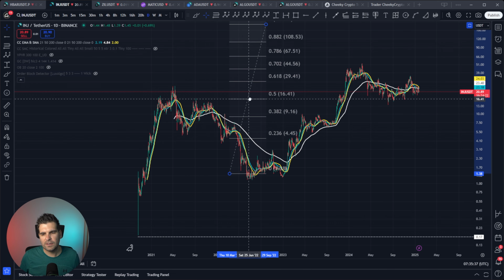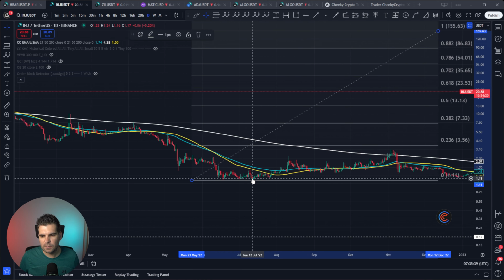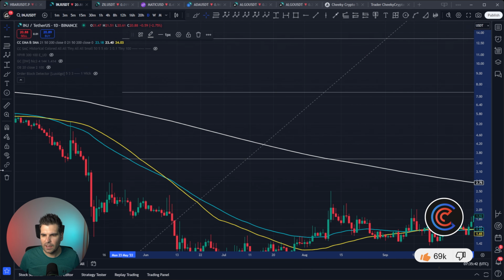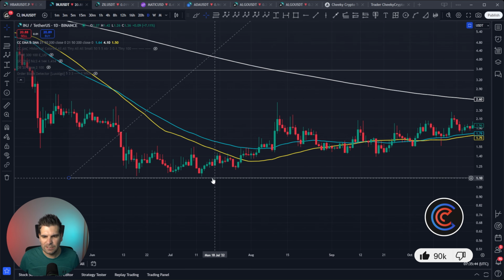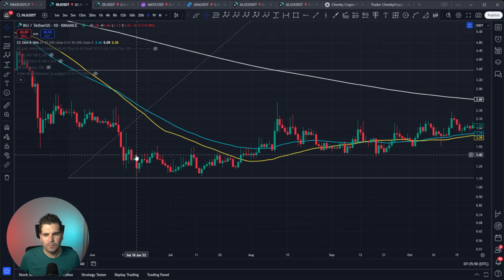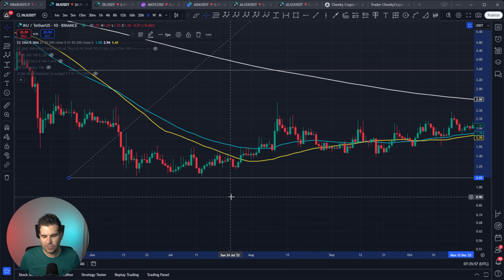Now, if we go ahead and grab this and move it over to our bear market low point, this is what's going to help us understand where our take profit levels need to be. So we have a low on the 13th of July, that was $1.12, and we have a low over here on the 18th, that was $1.13. So it's the $1.12 on the 13th of July that was actually the lowest.